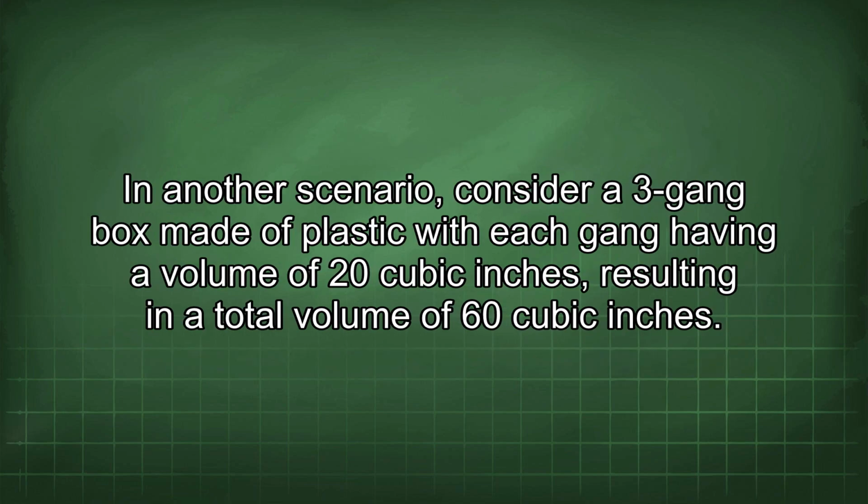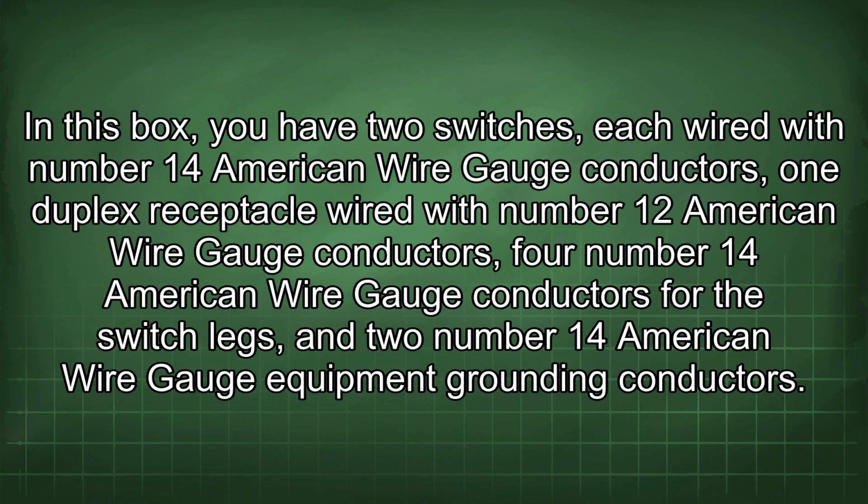In another scenario, consider a 3-gang box made of plastic with each can having a volume of 20 cubic inches, resulting in a total volume of 60 cubic inches. In this box, you have 2 switches, each wired with number 14 American wire gauge conductors, 1 duplex receptacle wired with number 12 American wire gauge conductors, 4 number 14 American wire gauge conductors for the switch legs, and 2 number 14 American wire gauge equipment grounding conductors.